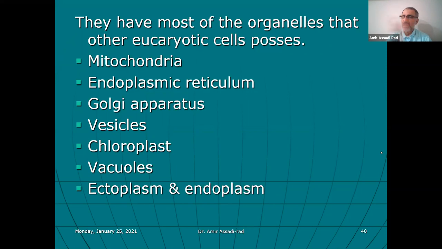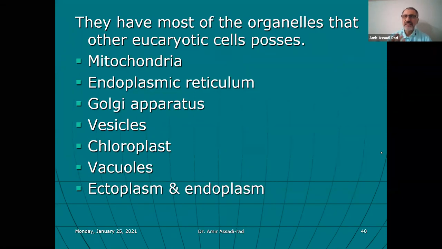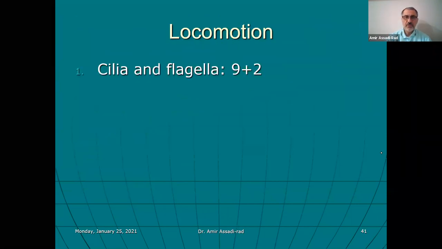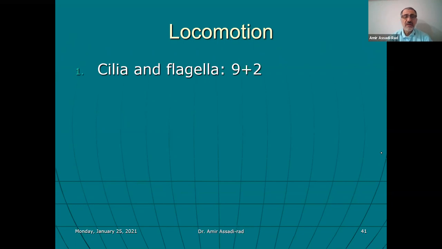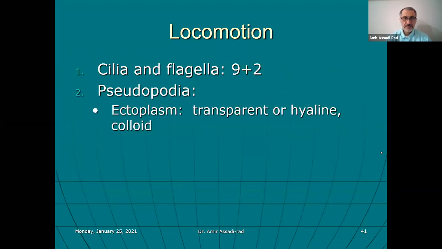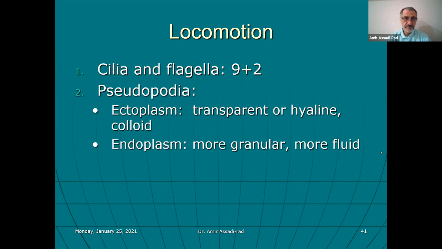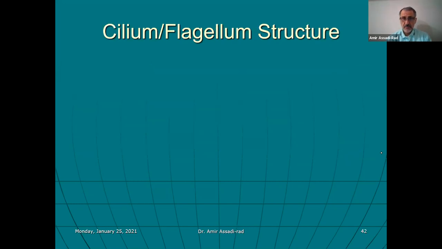Ectoplasm and endoplasm, do not confuse them with ectoderm and endoderm, please. Ectoplasm and endoplasm are responsible for locomotion of the pseudopod. Speaking of locomotion, Bio 1 again, you learned 9 microtubules in the perimeter, 2 microtubules in the center, that is 9 plus 2, which is found in cilia and flagella. Pseudopod is false foot, literally the definition. Amoeba move by pseudopod, and paramecium and sperm move by flagella and cilia. Ectoplasm is transparent or hyaline colloid, and endoplasm is more granular, more fluid.